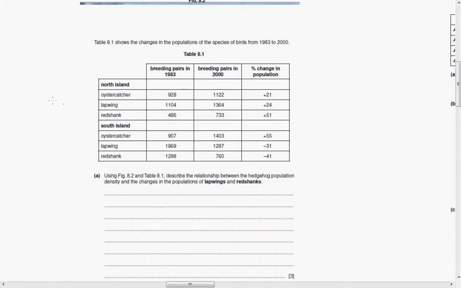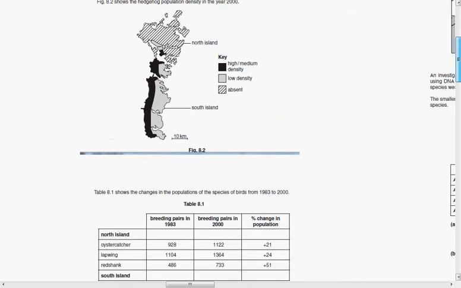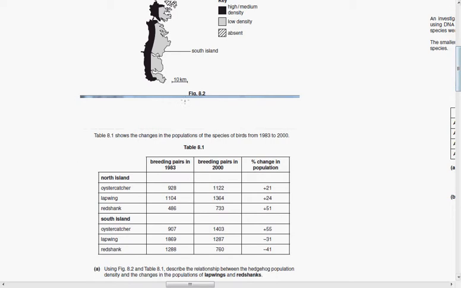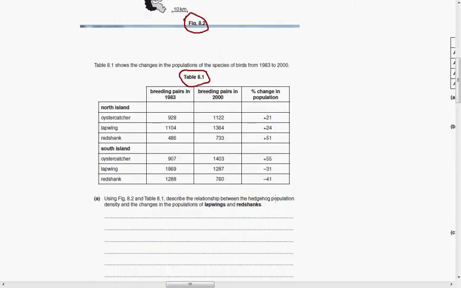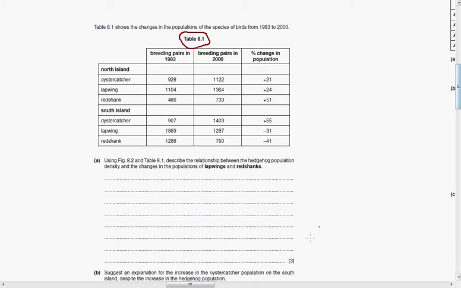Now here it says using figure 8.2 and table 8.1, which is this one. Okay, these two, this figure and this table. Using this, describe the relationship between the hedgehog population density and the changes in the population of lapwings and red shanks. Now, I would say these are very easy marks. These 3 marks are very easy to get. You just need to be a bit smart and figure out what these people want.